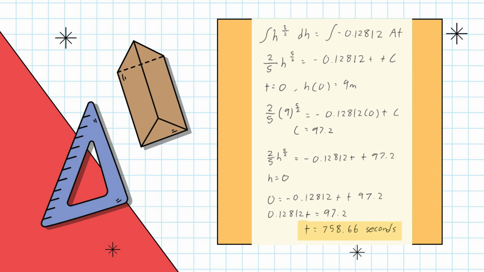For the next slide, we integrate both sides so that we get the new equation 2 over 5 h to the power of 5 over 2 equals negative 0.12812 t plus C. Then we substitute t equals 0 and h at time 0 is 9 meters to get the value of C. After that, we substitute back the value of C so that we get the time is equal to 758.66 seconds.